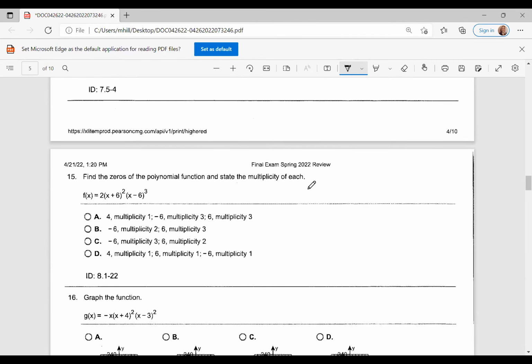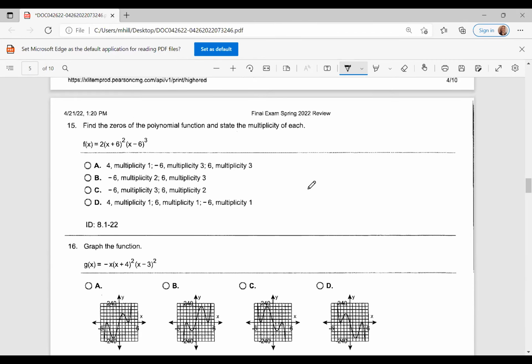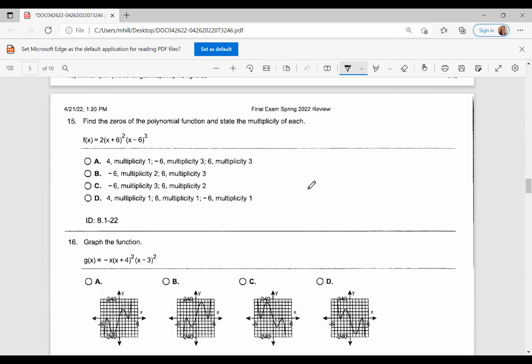So number 15, find the zeros of the polynomial function and state the multiplicity of each. Okay, so on this problem, I go ahead and just separate this thing out. So it's 2 times x plus 6, and that part squared. And then I've got an x minus 6 cubed. Okay, there is no x in this 2 part, so there's nothing to do here. If it said 2x, I would need to solve that for 0. But if there's no x, you're not going to mess with it.